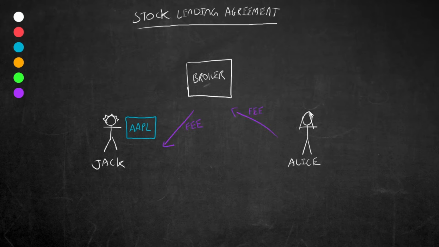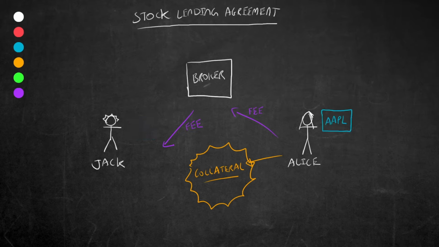Now, Alice, in order to borrow this stock, will need to put up some form of collateral or security in case she can't pay back the borrowed shares. Anyways, Jack agrees and they both sign a stock lending agreement with the broker. Alice becomes the owner of this one share of Apple stock, along with all the voting and ownership rights associated with it, for a period of time, that is. She then sells that stock on to a third party who buys it for the market price of $300.